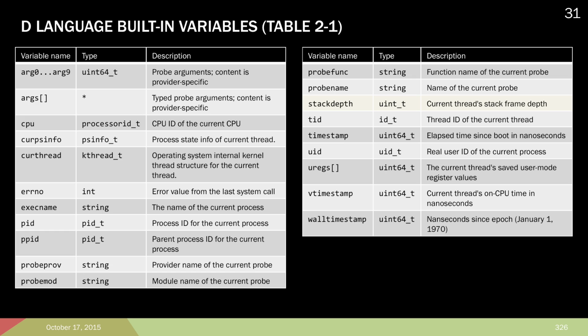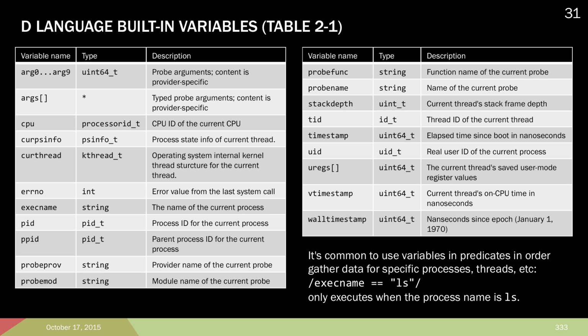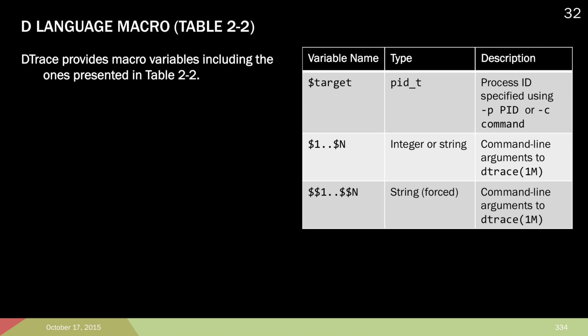stackdepth, the current thread's stack frame depth. tid for thread ID. timestamp, nanoseconds since boot. uid, the current process's real user ID. uregs array, the current thread's saved user mode register values. vtimestamp, current thread's on-CPU time in nanoseconds, while walltimestamp is nanoseconds since epoch. It's common to use variables and predicates to gather data for specific purposes, for processes, threads, and applications.